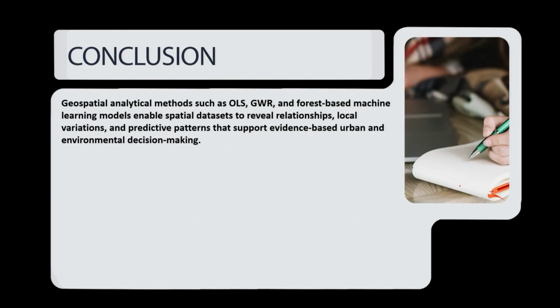To conclude, geospatial analytical methods such as OLS, GWR, and forest-based machine learning models enable spatial datasets to reveal relationships, local variations, and predictive patterns that support evidence-based urban and environmental decision making.